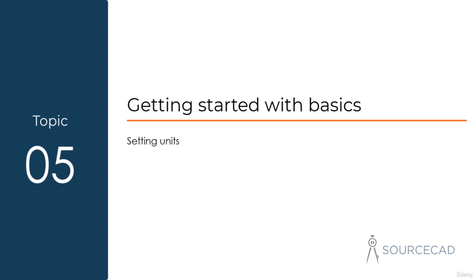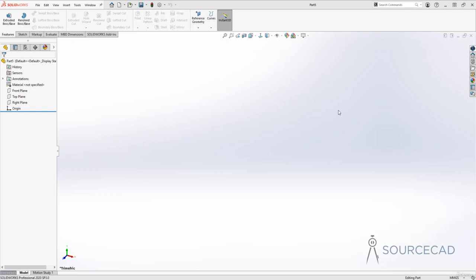Now let's talk about setting the unit for your drawing. So the unit option is on the status bar on the bottom right corner right here. The unit for this drawing is millimeter gram second, or the MMGS unit system. Click here and you will see all the systems that we have for us.